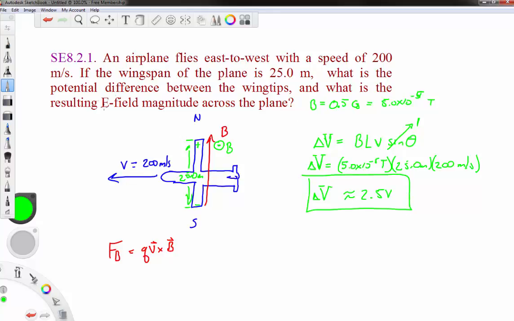The second part is, what is the resulting electric field magnitude? Well, remember that delta V is E times L, or in other words, E is delta V over L. That again comes from the fact that E is actually delta V over delta X, where this is the voltage. So we have 2.5 volts divided by 25.0 meters, and so the E field magnitude must be 0.10 volts per meter.